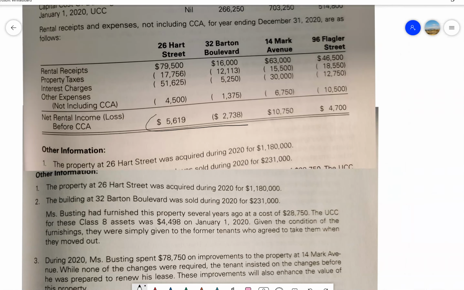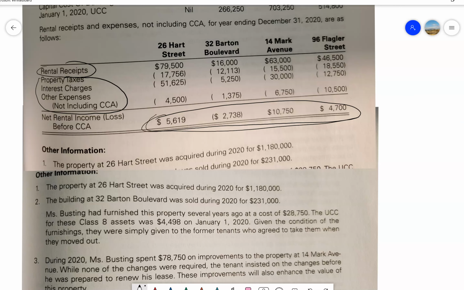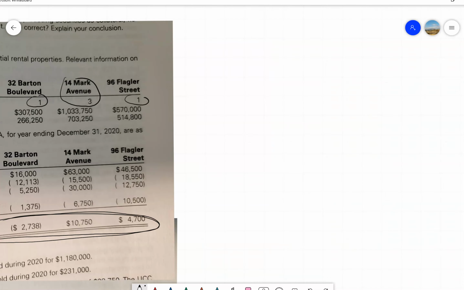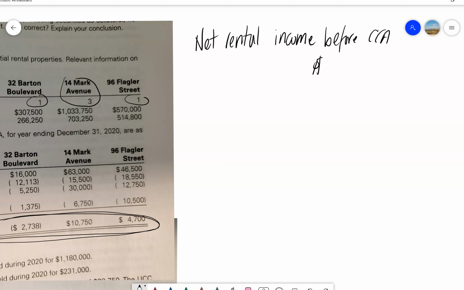Now, they've already done that for us on the individual properties, so that is fairly straightforward. When we talk about calculating net rental income before CCA, we just take all the rental income, all the receipts, minus all the expenses related to operating that rental property. So if we add up these four amounts, that's going to give us our starting point. So let's start with our net rental income before CCA. And once again, if we add up those four amounts, that's going to give us $18,331. So that's the starting point.